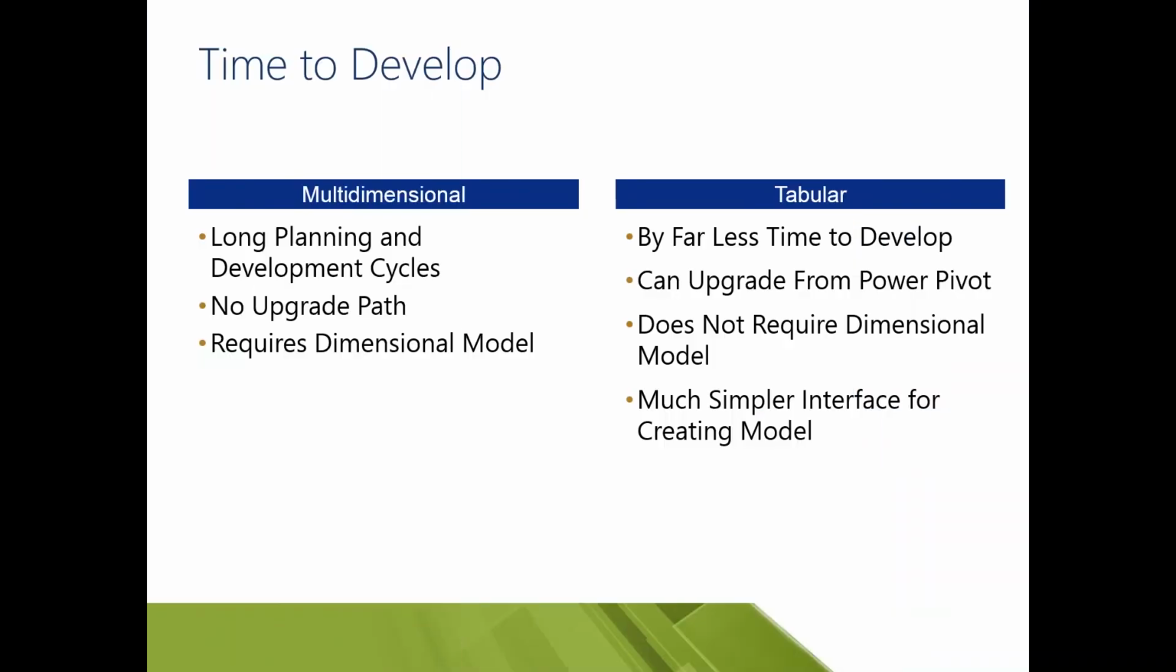So when we're talking about time to development, this is really quick. I would say the edge goes to tabular, simply meaning that it takes far less time to develop. You can upgrade from Power Pivot. So let's say you create your model in Power Pivot, and you say, oh, you know what, it's going to be better that we now start designing this in a tabular solution. I can import my Power Pivot solution into a tabular model. The tabular model does not require a lot of multidimensional or dimensional modeling exercises. However, I prefer to do it against a dimensional model because it does perform a little bit better, but it's not required.